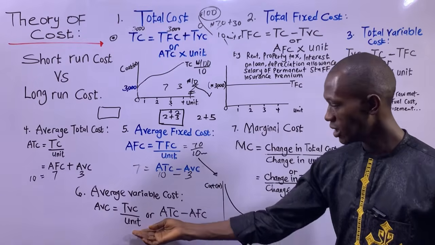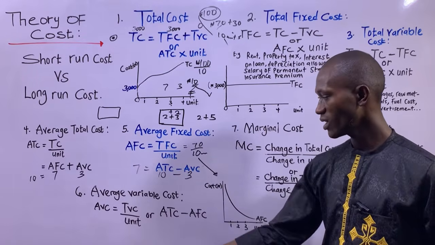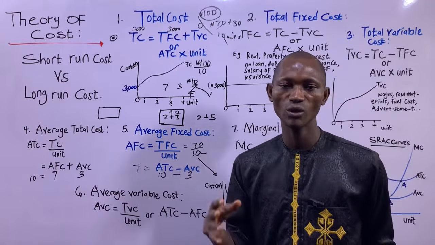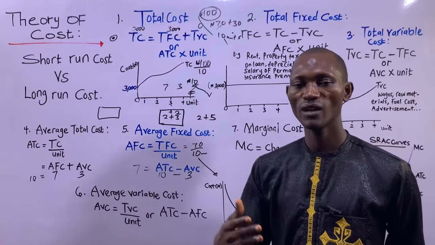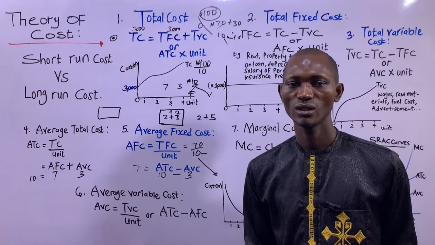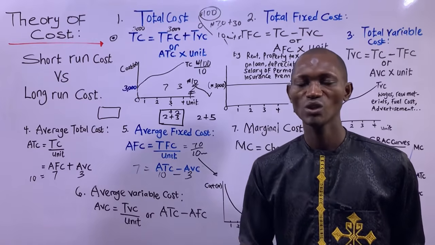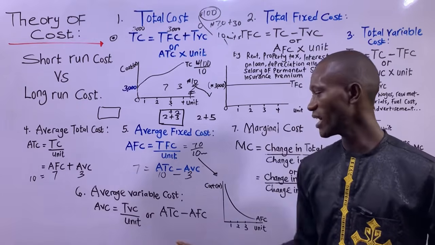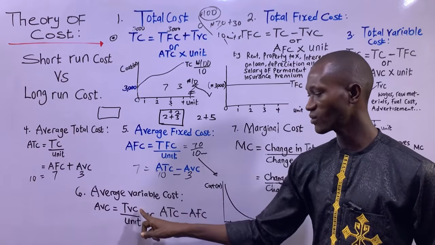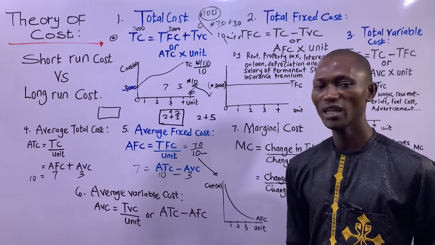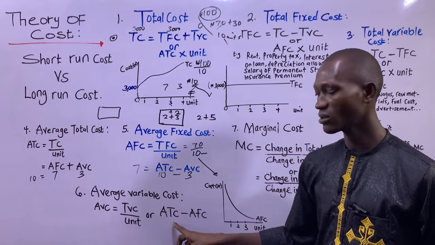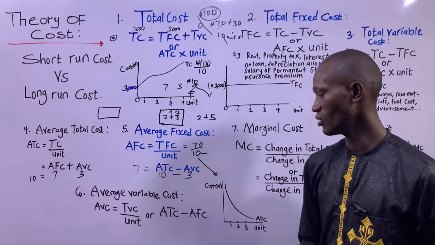Then last, number 6, average variable cost. Average variable cost is the total variable cost per unit of output. So it is the total variable cost incurred or spent to produce per unit of output. That's average variable cost. So to get your average variable cost, that's total variable cost divided by units of output produced, or average total cost minus average fixed cost.